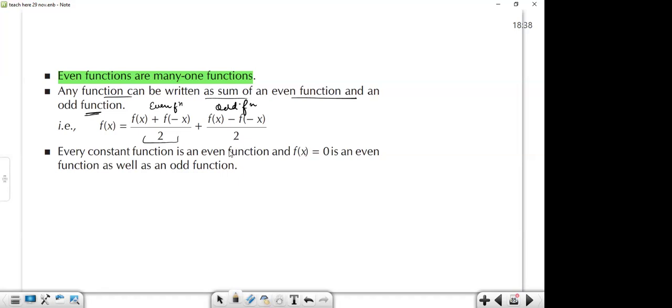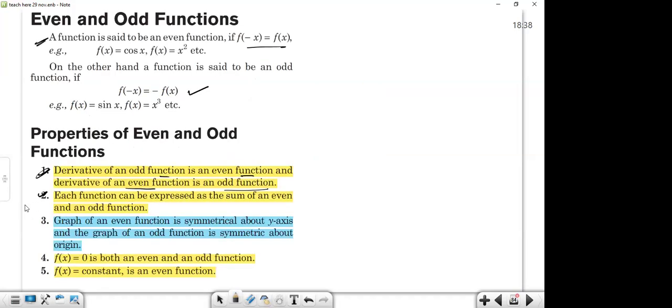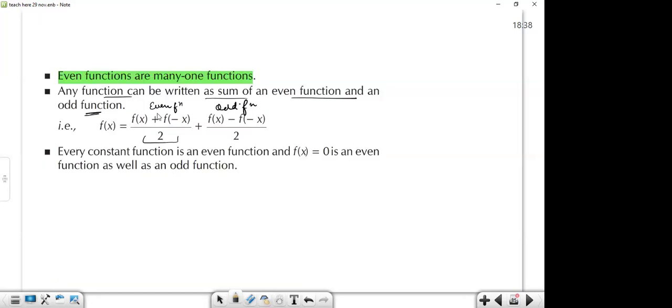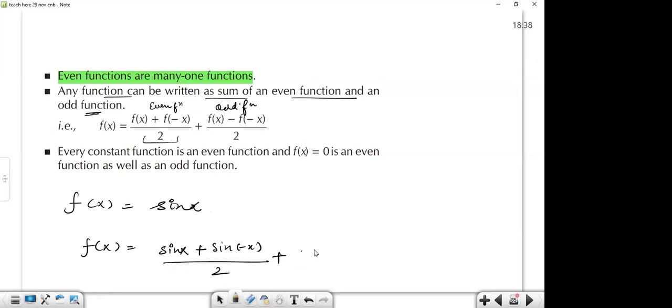Clear? So this is how each function can be expressed as a sum of even and odd functions. Let's take an example, sine of x. How can we write this function as a sum of an even function and an odd function? Simply writing f of x, sine of x plus sine of minus x divided by 2, plus sine of x minus sine of minus x divided by 2.